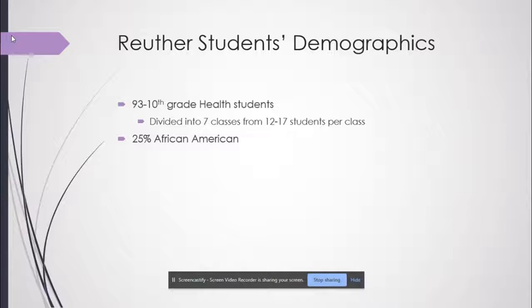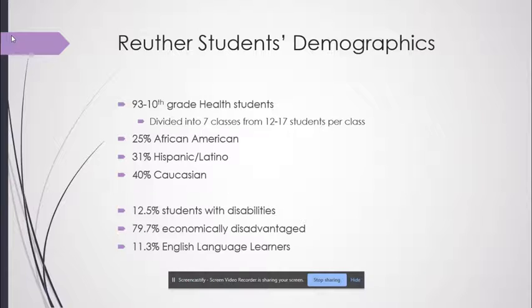Out of my 93 students, 25% of my students are African American, 31% Hispanic or Latino, and the remainder 40% Caucasian. Then out of my 93 students, 12.5 of those students have a disability, 80% are classified as economically disadvantaged, and 11.3% of those students are English language learners. The students with disabilities and the students who are English language learners both receive support from our special ed teachers and our English language learner teacher.